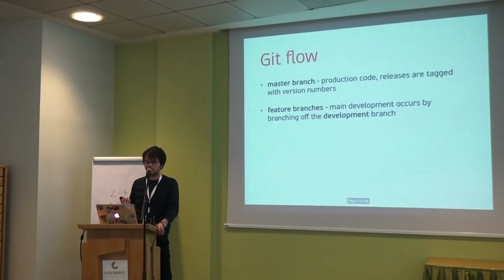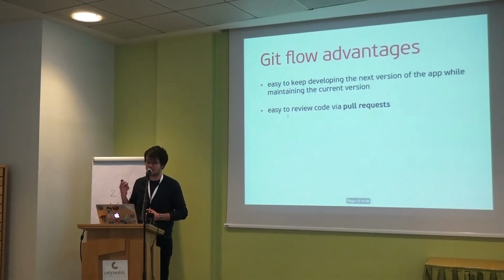And with Git flow, we use one master branch, which always holds our production code, and releases are tagged with version numbers. So if some crash occurs in production, we can easily check out all the versions of our applications. Main development is always done on the development branch, and from that branch we check out feature branches for every feature, enhancement, bug, and so on.